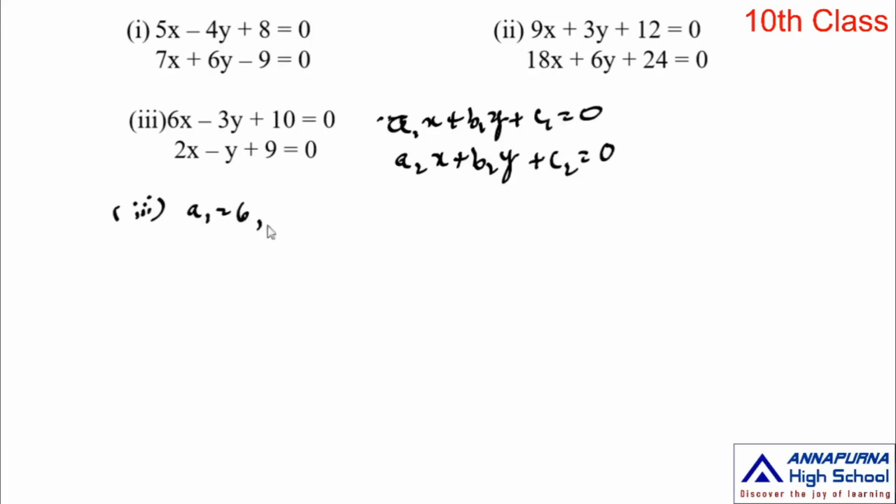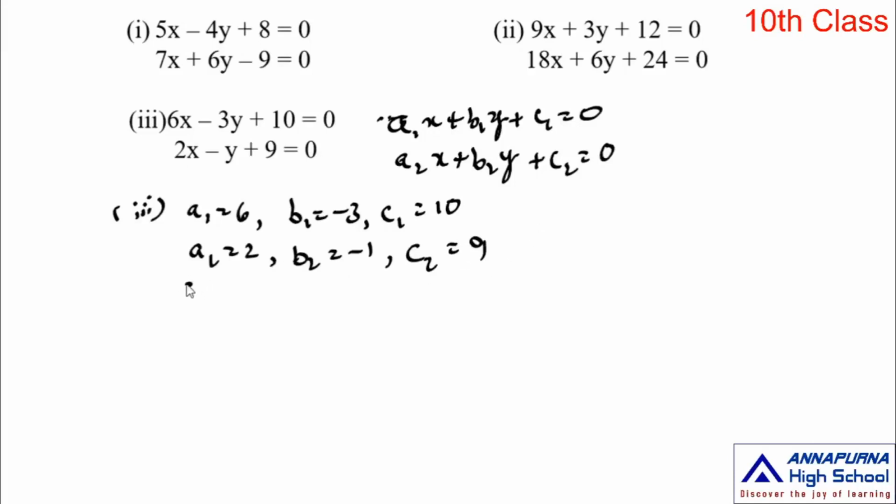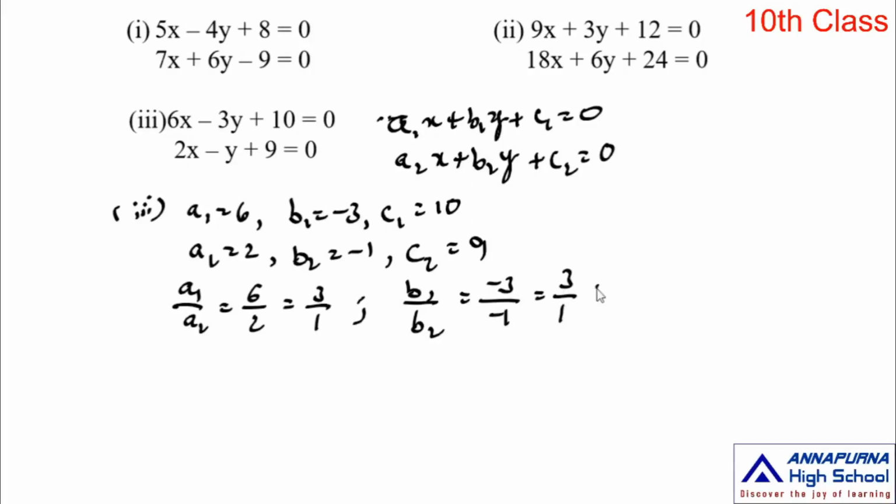A1 is equal to 6, B1 is equal to minus 3, and C1 is equal to 10. A2 is equal to 2, B2 is equal to minus 1. There is no numerical coefficient, means it's 1. C2 is equal to 9. Now find out the ratios. A1 by A2 is equal to 6 by 2. It is equal to 3 by 1. And B1 by B2 is equal to minus 3 by minus 1, it is equal to 3 by 1, and C1 by C2 is equal to 10 by 9. It is in simplest form.